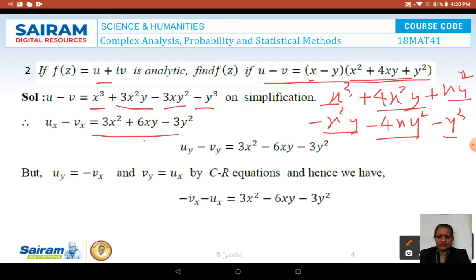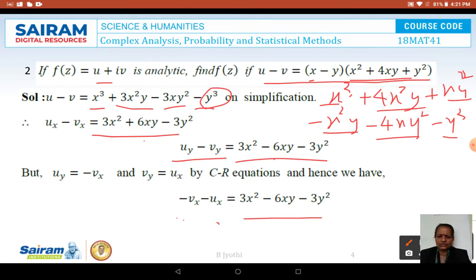This is differentiated with respect to x and this y cube term will become 0. Next, let us differentiate this with respect to y. Then we get 3x squared minus 6xy minus 3y square. And as I told you, the second equation we need to replace with the CR equation. That is uy is minus vx and vy is ux. So we get the equation minus vx minus ux is equal to 3x square minus 6xy minus 3y square.